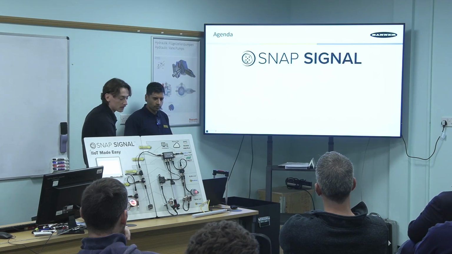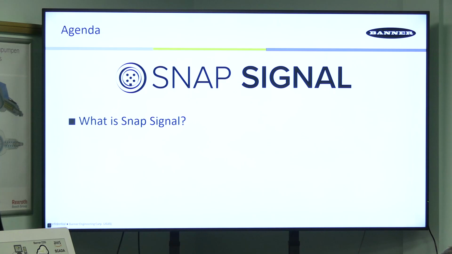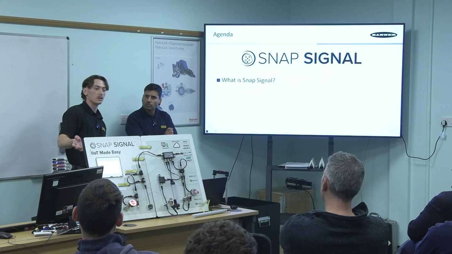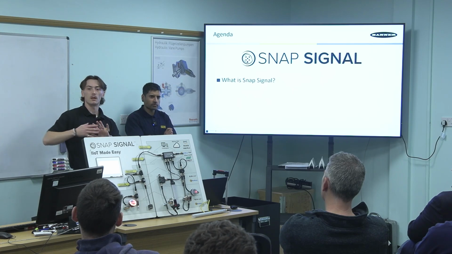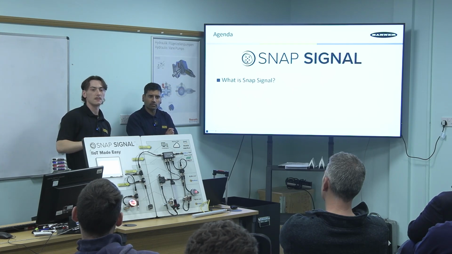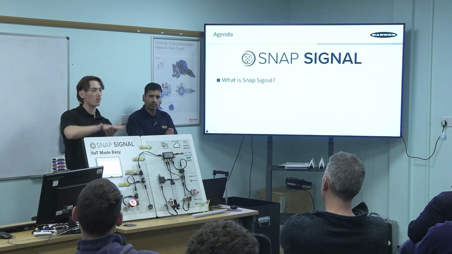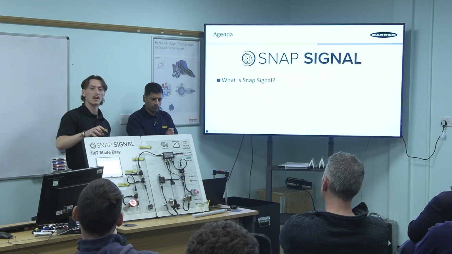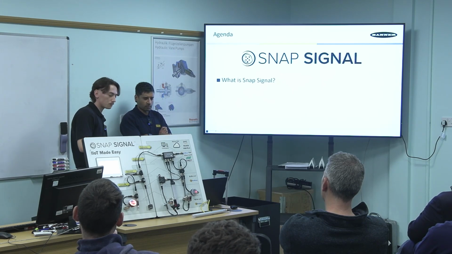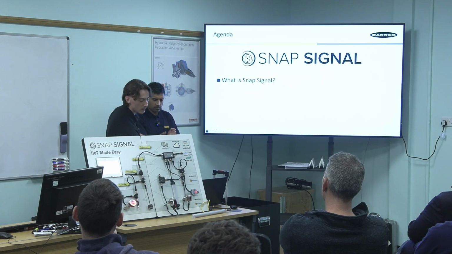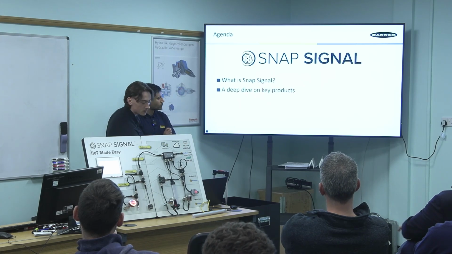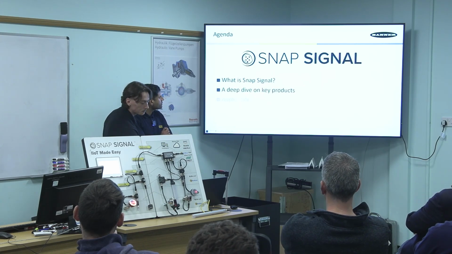And this brings us to Snap Signal. So what is Snap Signal? It's the idea of taking a legacy piece of equipment, taking it from just controlling, feeding back to the PLC, and almost piggybacking on that signal and taking it to the next Industry 4.0, which is sort of where everything's heading. I'm going to look through some of the products that make that possible.